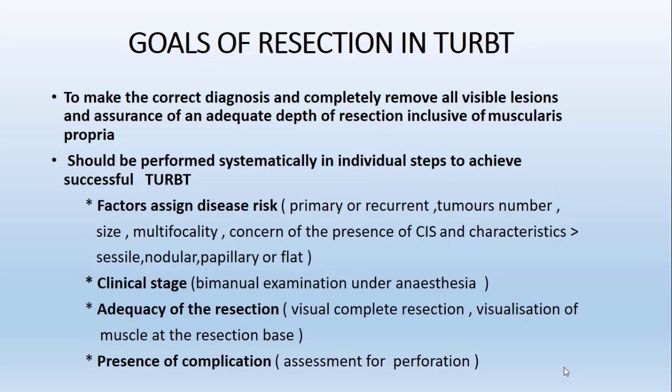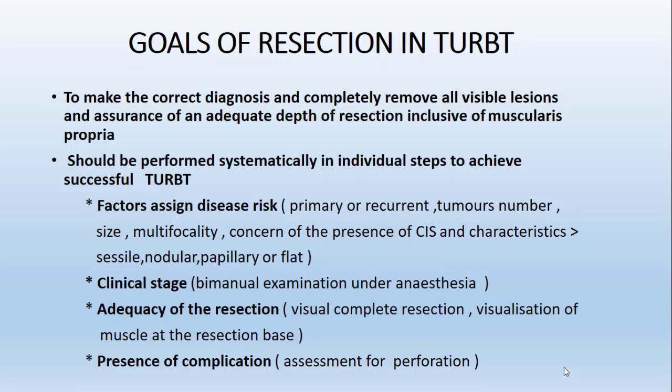Goals of resection in TURBT. The goals of resection must be to make a correct diagnosis, complete removal of all visible lesions, and ensure adequate depth of resection inclusive of muscularis propria. And TURBT should be performed systematically, with individual steps, to achieve a successful TURBT.